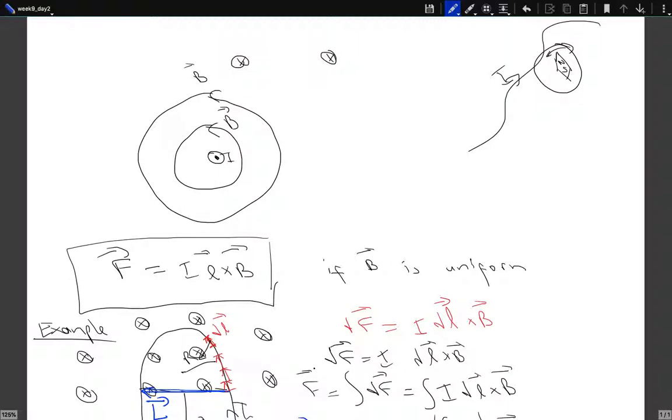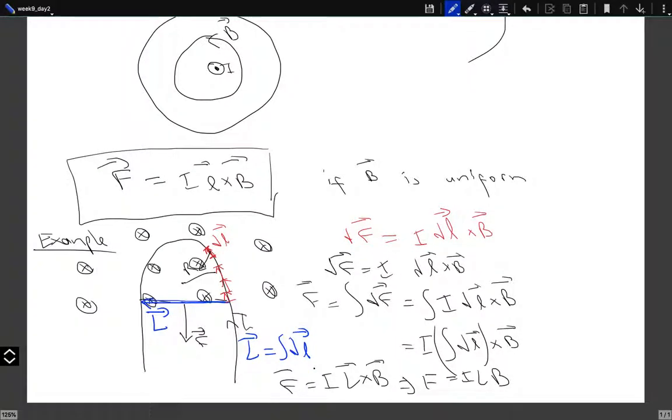But in this special case, we know that B is constant, I is constant. So in this special case only, I could take the I out, I could take the B out of the integral, because I doesn't change from segment to segment. The current is the same throughout the wire. B doesn't change throughout the wire. So I could just take them out. What remains, this integral, is just the sum of all these very small vectors, but that is this large vector at the end of the day.